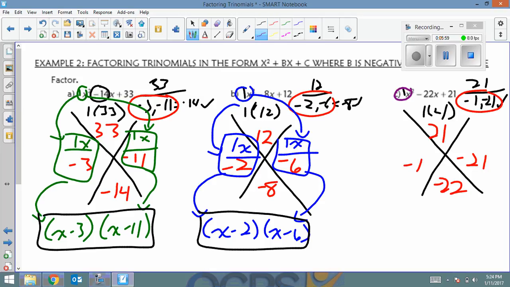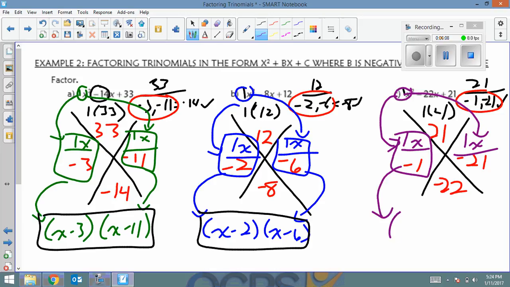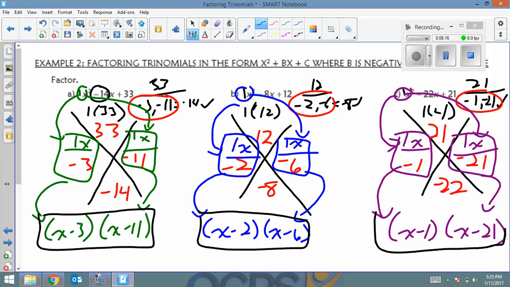Take our A and our C, our A and our letter, and put it above each fraction. And so this would be x minus 1 and x minus 21. There's our answer.